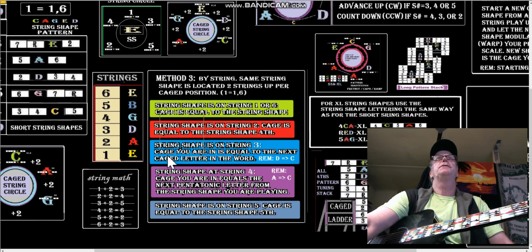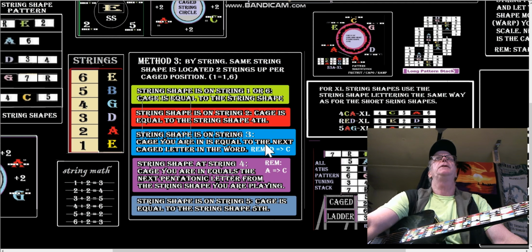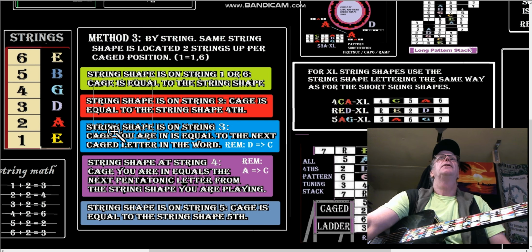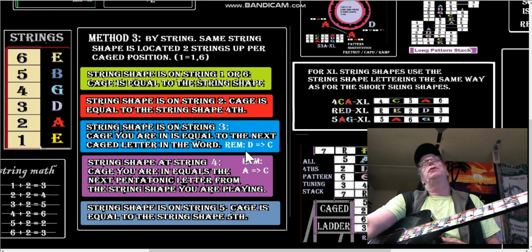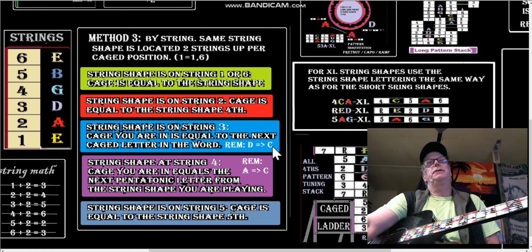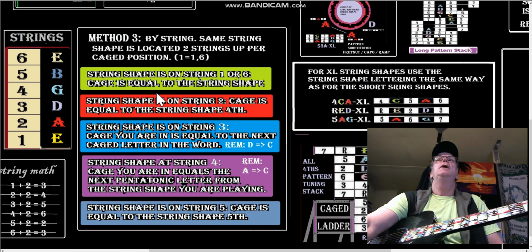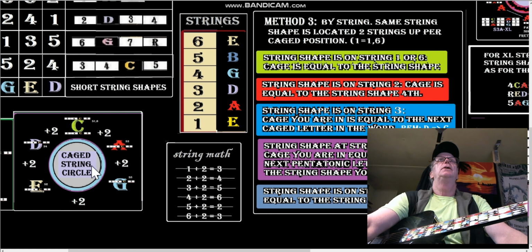So the rule in simplicity is, and we have to follow the rule because I made sure this works: string shape is on string 3, cage you are in is equal to the next cage letter in the cage word. Remember, the cage word starts over again, so the next cage letter in the cage word would be C if you're on D. So we're looking at a cage circle in method 3 here. Here's the cage word C-A-G-E-D. The next cage letter, if you're on D, goes back to C.